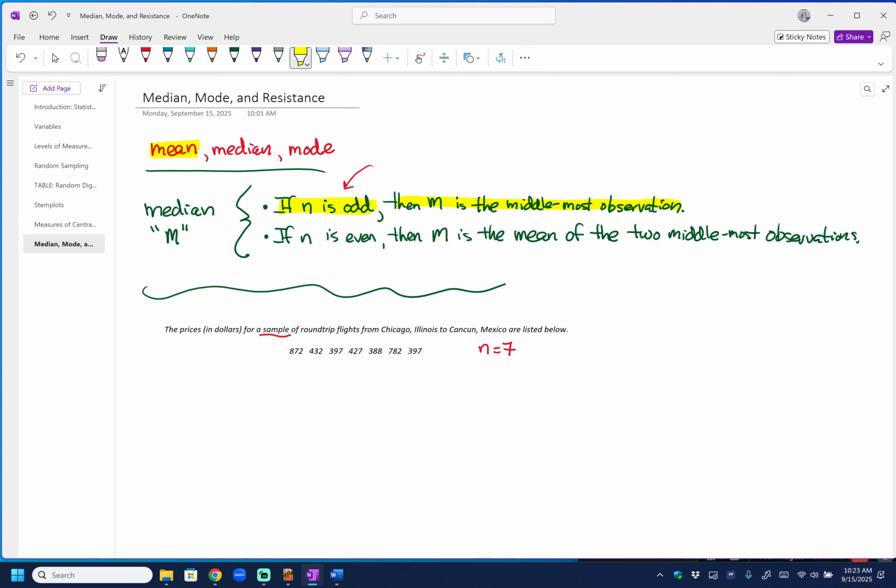It's going to be the middlemost observation, but the only way to determine if an observation is in the middle is to actually put them in order. You can't just take 427. That doesn't make any sense. So the first thing of importance here is we need to put these flights in order if we want to find the median. So what does that look like? Ordered. Our lowest looks like it's going to be 388, so let's just throw the rest in order.